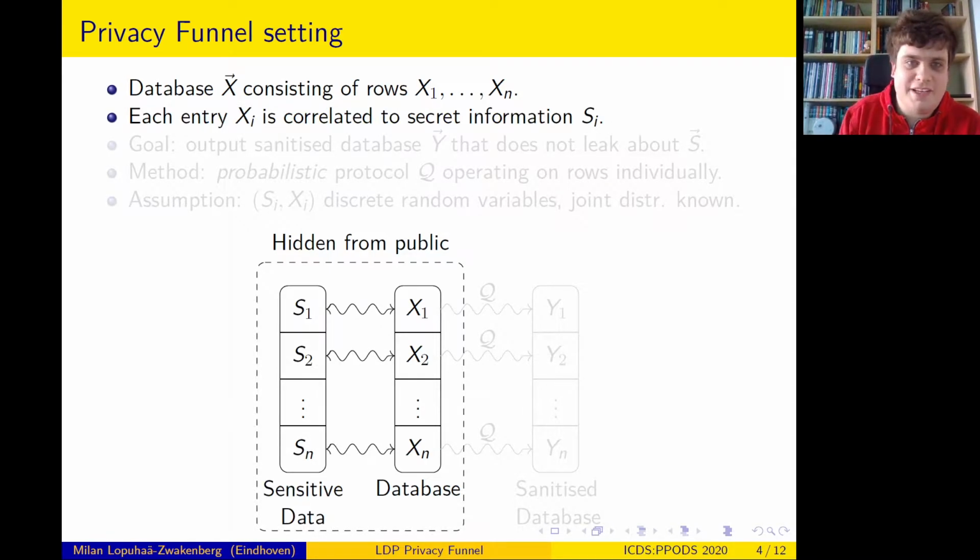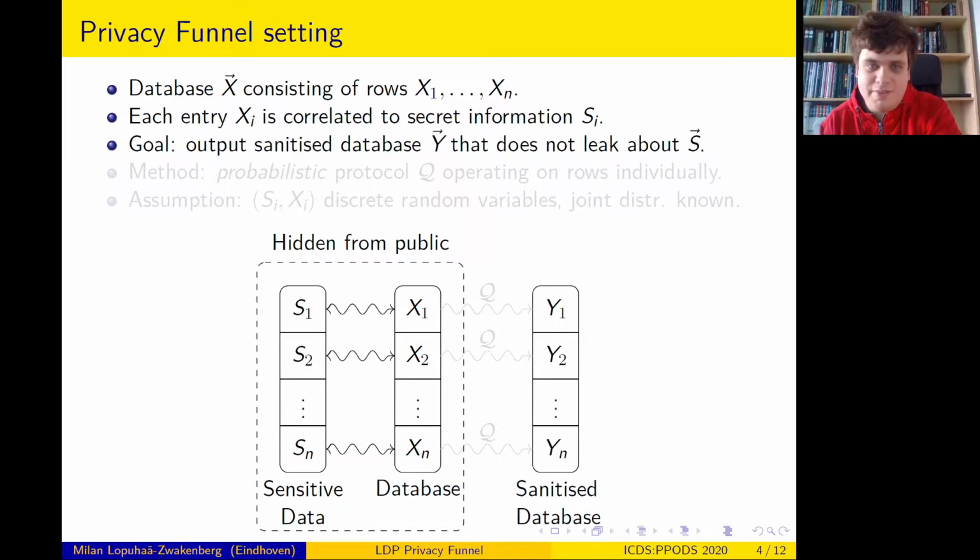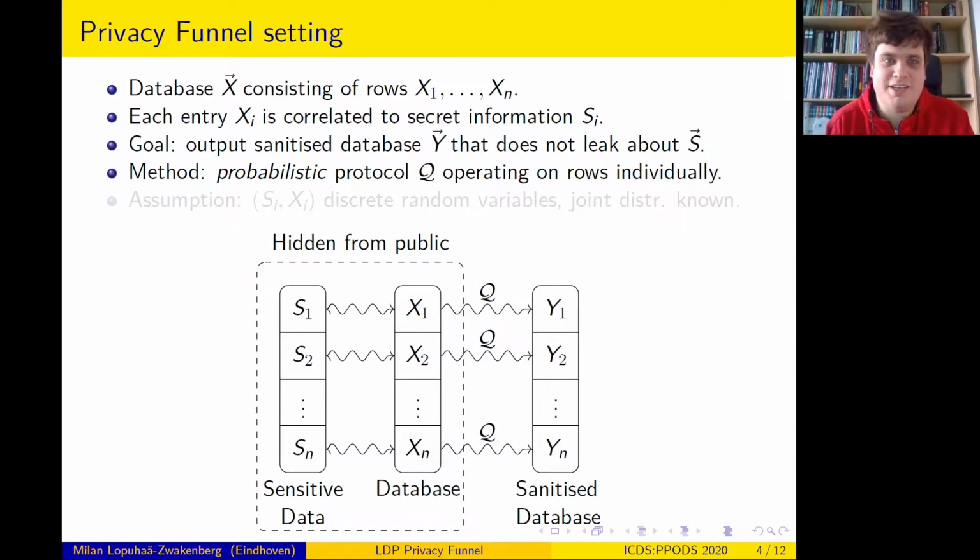However, every entry is correlated to some secret information, S1 up to Sn. And we don't want this secret information to leak because it's sensitive data. So what we're going to do is output a sanitized database Y that does not leak information about S, or at least does not leak too much information about S. And we're going to do this by applying a probabilistic privacy protocol Q on every row individually. So we apply Q to x1 and it becomes y1, etc.